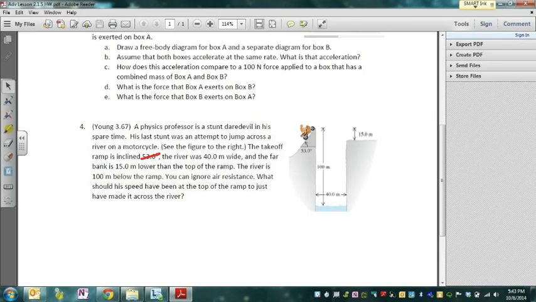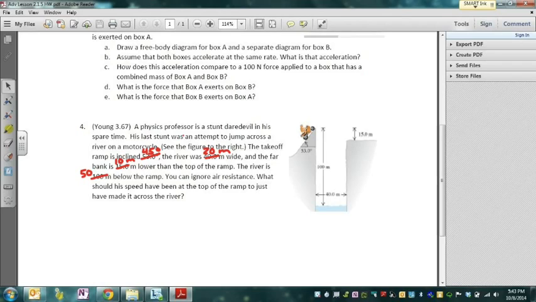So let's change this incline to a nice, warm, comfortable 45 degrees. So 45. All right, so let's make that 45. And let's say the river was 20 meters wide. And let's say the far bank is 10 meters lower, and then let's say the riverbank is 50 meters below the ramp. Okay, so we'll make all those changes. It's going to be a very similar problem to what you're actually going to do, but I'm just changing up some numbers here.